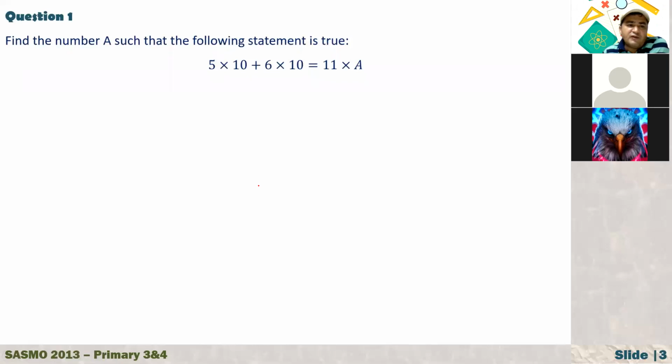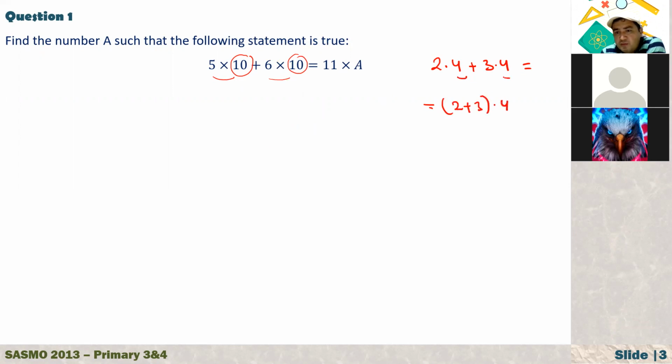In this question, it says to find a number capital A such that the following statement is true. One way is to multiply 5 by 10 and 6 by 10 and then solve. But instead, if you look at this, 10 is a common factor. If I have 2 times 4 plus 3 times 4, I can write it as 2 plus 3, times 4, because 4 is a common factor. What is 2 plus 3? It is 5 times 4, that's equal to 20. Like this, 10 is a common factor, so I can write it as 5 plus 6, times 10.